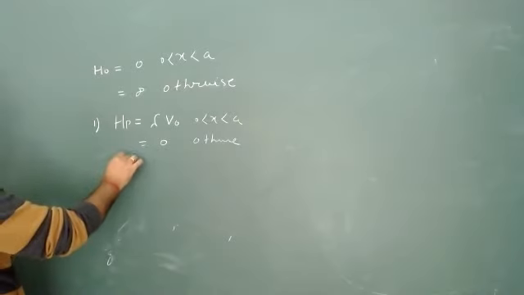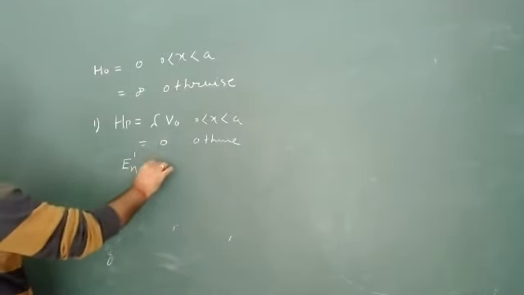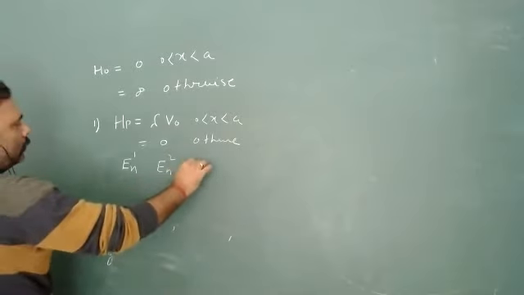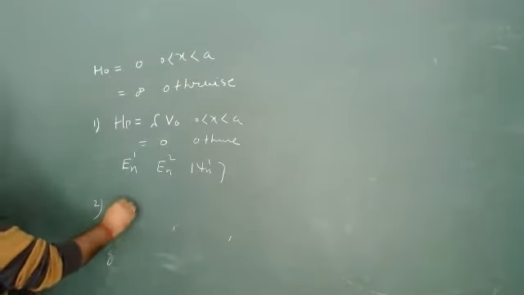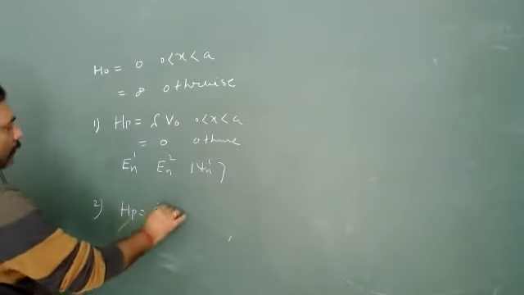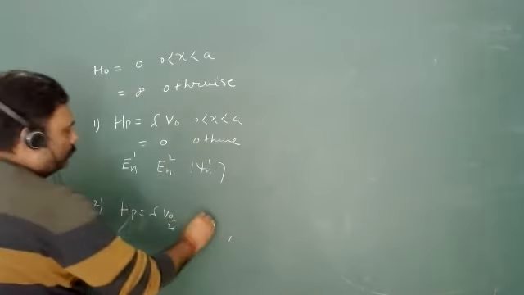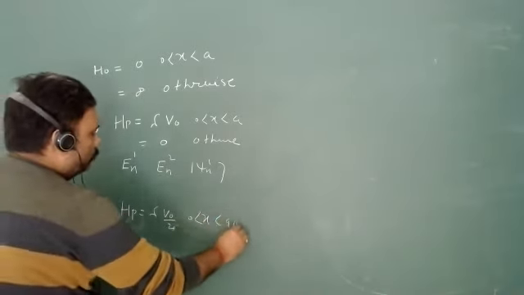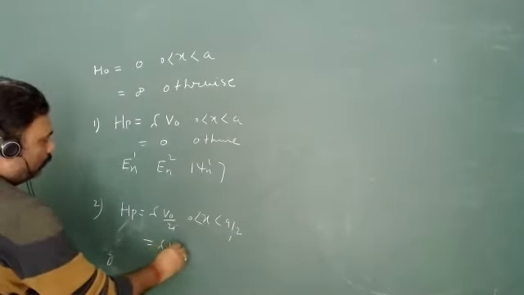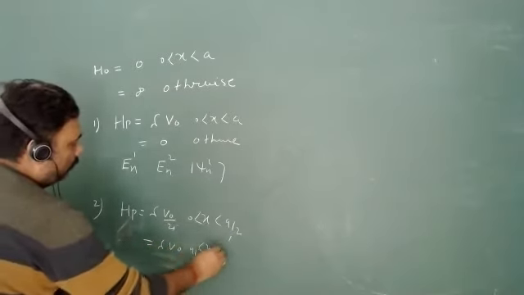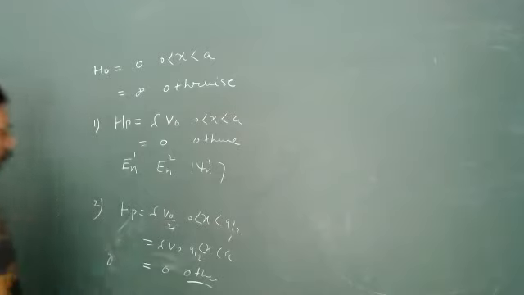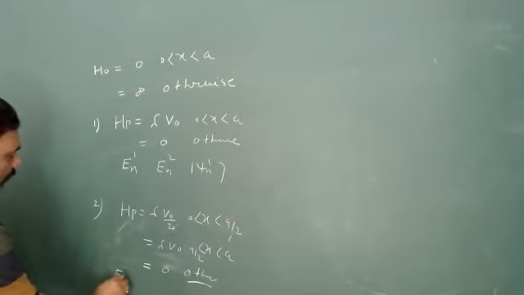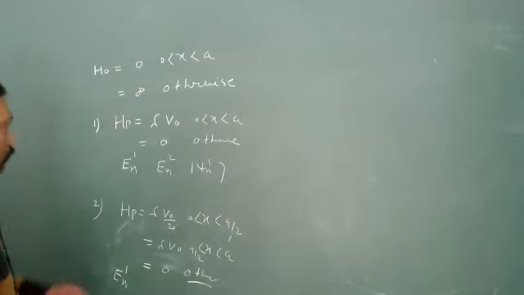You have to calculate En1, En2, psi n1. Okay. Second question. HP is equal to lambda V naught by 2 for x between 0 to a by 2, lambda V naught for x between a by 2 to a, and 0 otherwise. Then again, here you have to calculate En1.